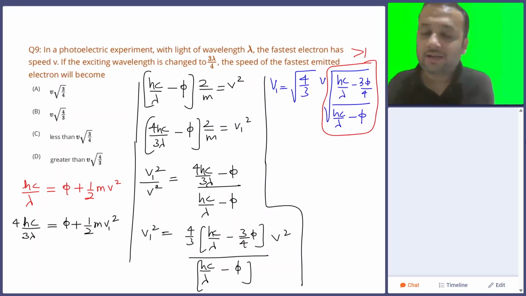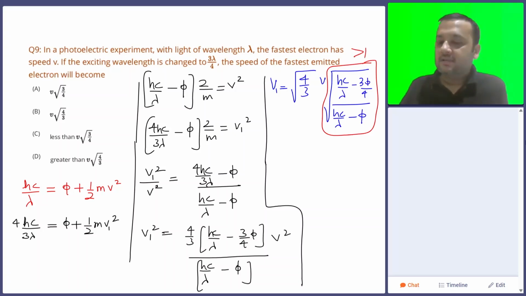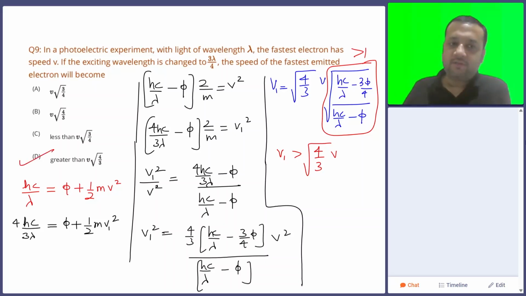Yes or no? Because the numerator is greater than the denominator, this is more than 1, which definitely means that v1 will be more than root of 4 by 3 v, because this factor is more than 1. So assume that this factor is 1.2. That means v1 will be 1.2 times root of 4 by 3 v. So that means option D will be the correct one. I hope you got this.